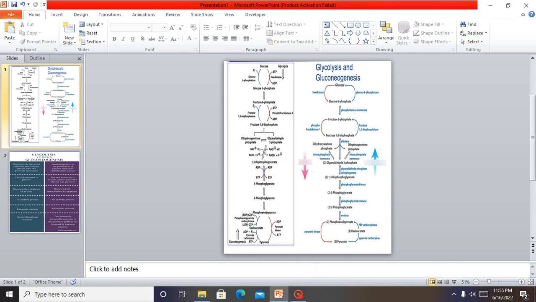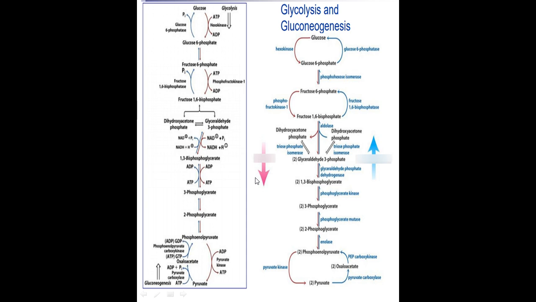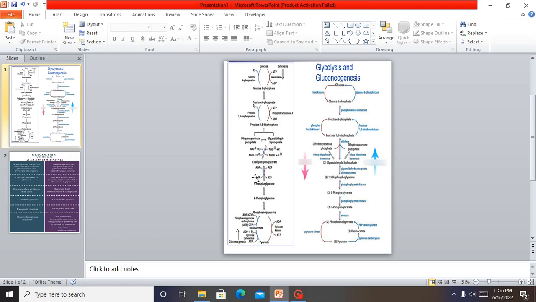In this video, we are going to discuss the main differences that exist between glycolysis and the gluconeogenic pathway. In the previous videos, we discussed glycolysis and we established the fact that glycolysis occurs when there is an excess amount of glucose in the blood.